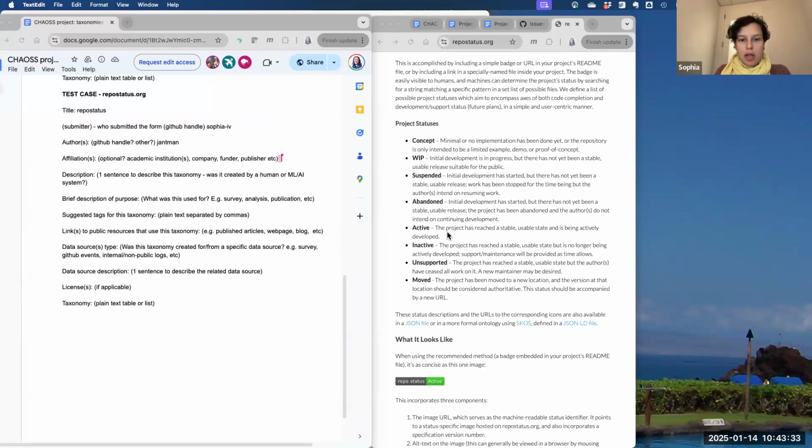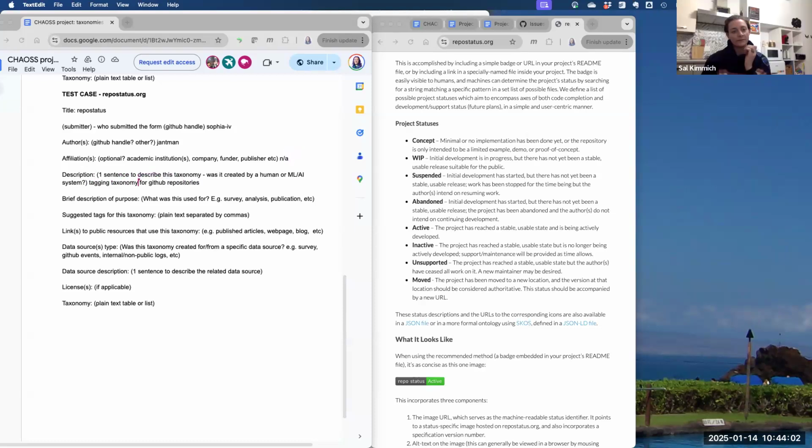I don't actually see an affiliation associated with this. The taxonomy itself, I don't think, has an affiliation. So it would just be NA, I think, is acceptable. I think so. One sentence description: tagging taxonomy for GitHub repositories. Just for the metadata, instead of NA, can we just say unknown and then perhaps recover that information if needed? Yeah, unknown is better. Thank you.